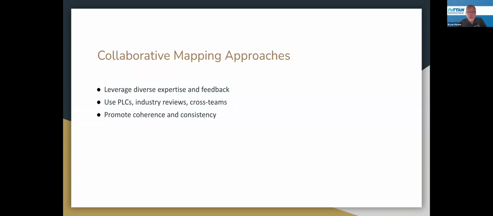Standards mapping is more effective as a collaborative process. Collaboration brings diverse perspectives and expertise, distributes the workload of complex mapping, promotes consistency across courses and grade levels, supports professional growth through dialogue, and improves quality through feedback. Effective collaboration approaches include professional learning communities focused on standards alignment, critical friends with protocols for constructive feedback, industry partner reviews for relevance checking, cross-disciplinary mapping teams to identify connections, and structured feedback processes to ensure quality.